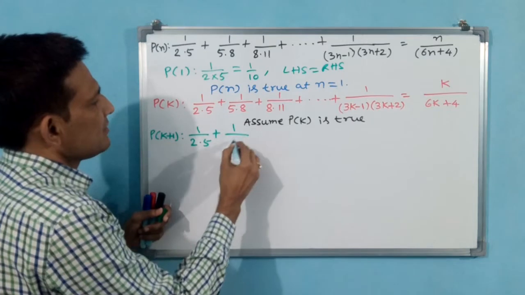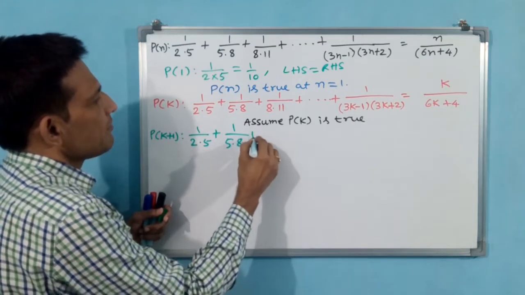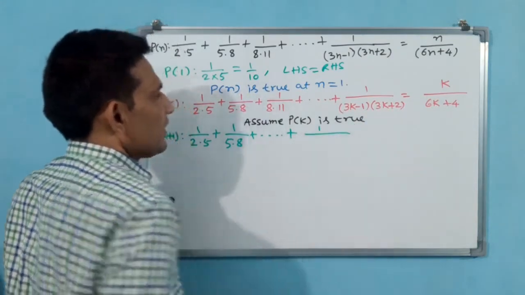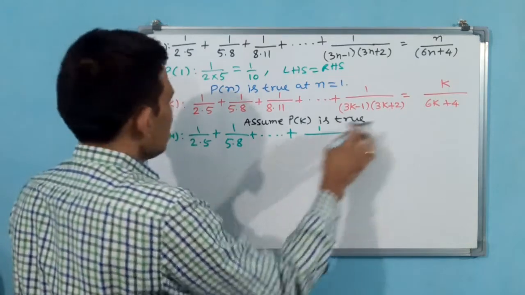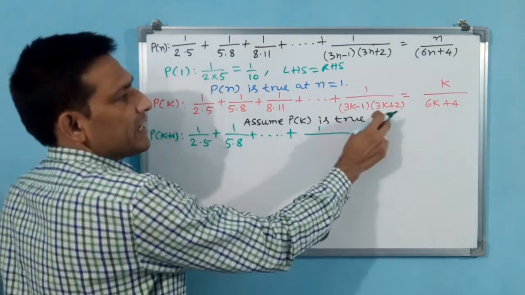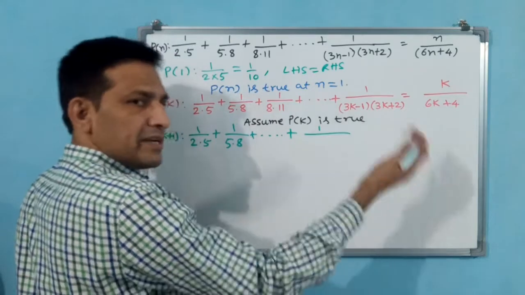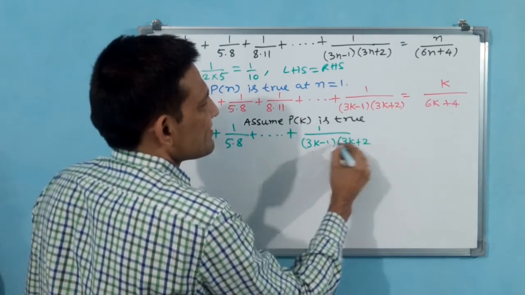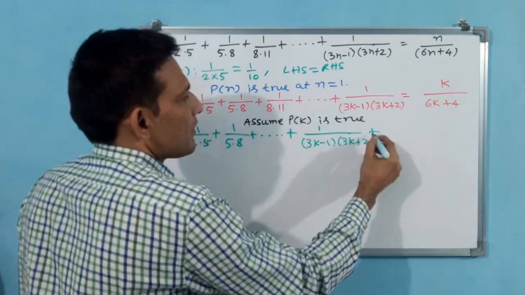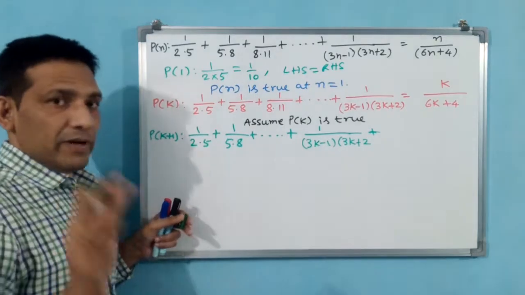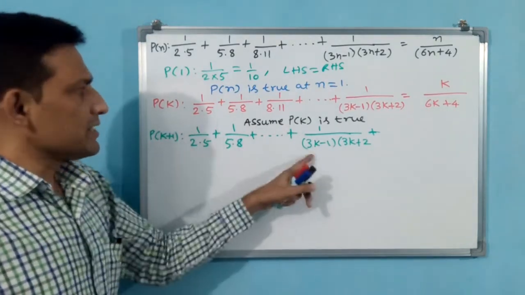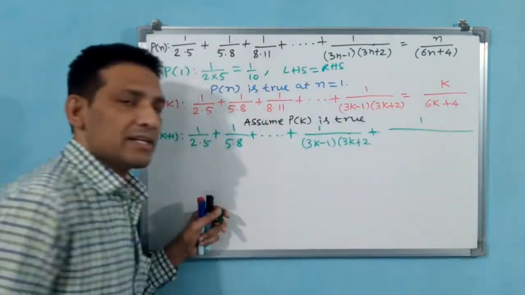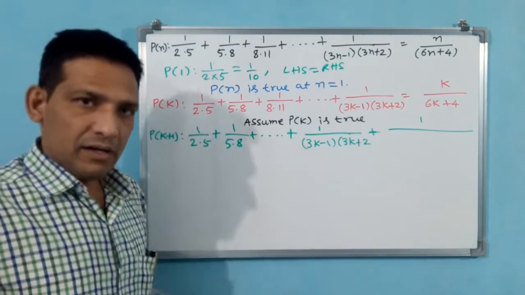1 by 2 into 5, 1 by 5 into 8 plus. I will write this here. First you copy this. Why? Because this is up to k, and k plus 1 also has to come after k. For k plus 1, wherever k is there, you replace it with k plus 1. You simply observe carefully how I am writing. Why? Because here k is not addition, k is multiplying.